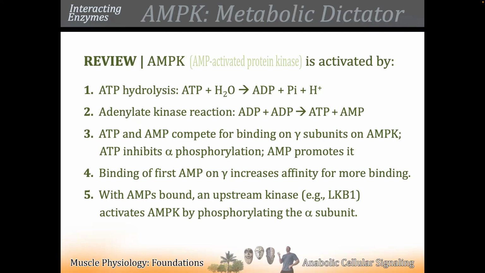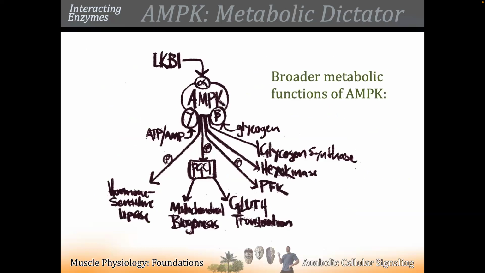AMP binds to the gamma subunit on AMPK. And once AMPs are bound, that permits activation by LKB1. So LKB1 can phosphorylate the alpha subunit on AMPK. And now AMPK is active. And then once it's active, it does a lot of things.